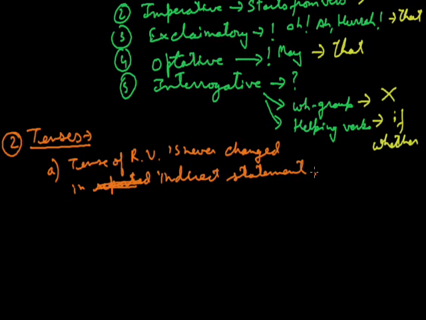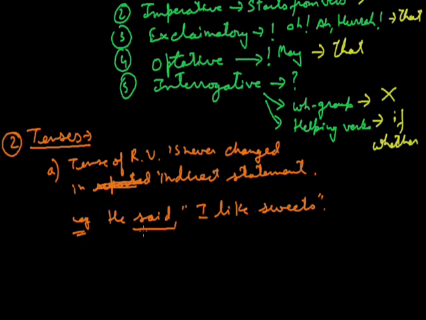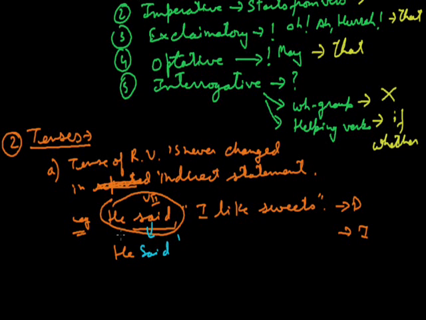So the first rule says that the tense of the reporting verb is never changed in indirect statement. This means a sentence is given to us: He said, I like sweets. Now over here the tense of the reporting verb is in simple past, that is second form. And this one actually is in a direct statement. Once we change this into indirect statement, the tense of the reporting verb will not change. So it should be said itself, that means in second form.